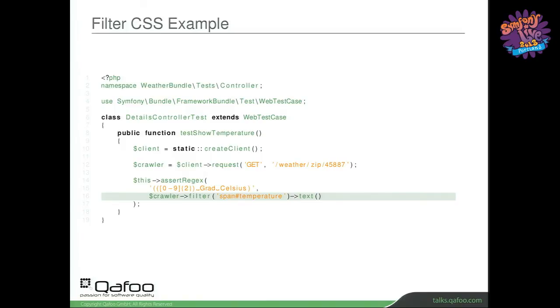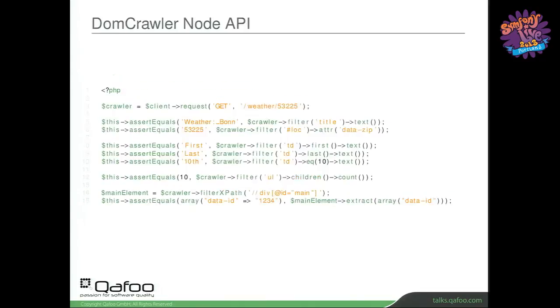The same with CSS selectors. It looks very similar, but the CSS selector is simpler to write. You call the filter method on the crawler, give it a CSS selector expression, and it will again return a new DOM crawler object, and you can call text again on it to do the same assertion as before.